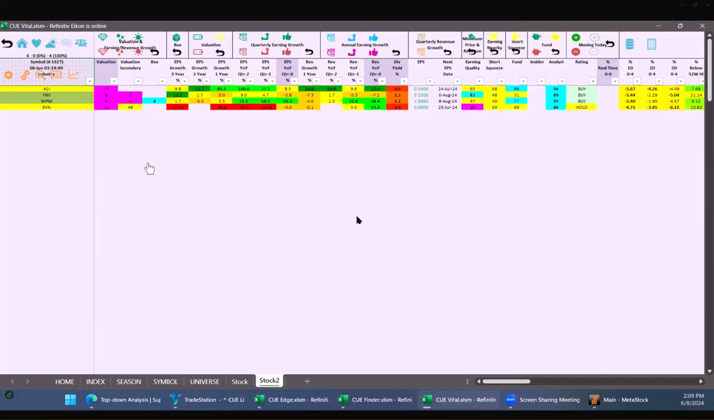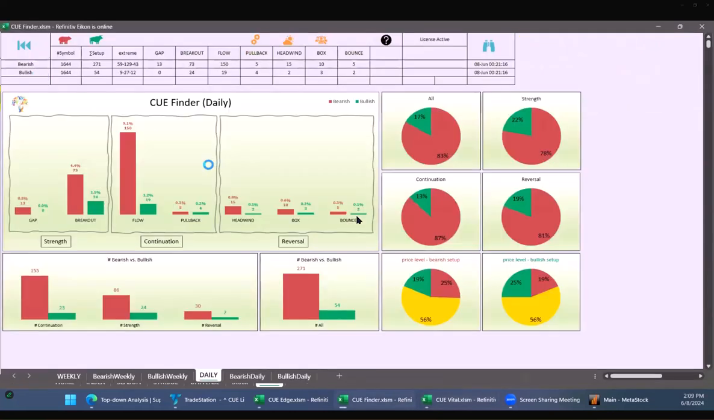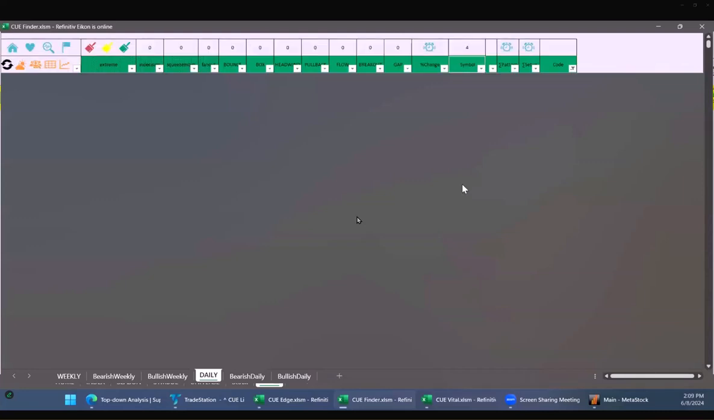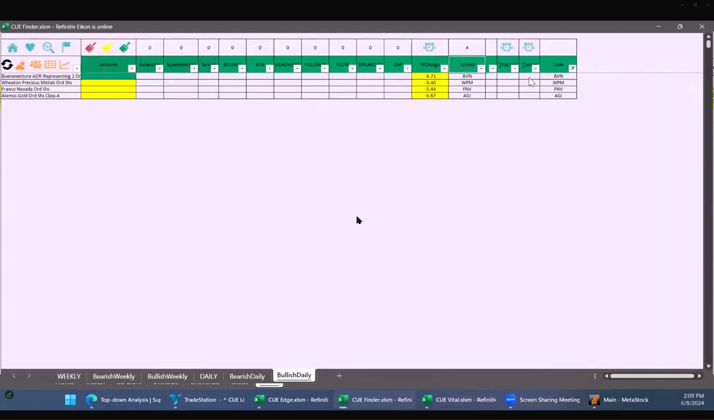Do I need to look at their charts now? No. I could look at their technical setup if it is there on QLE TradeStation, or I could look up their setups from Finder, which is part of MetaStockQ Global. Go to the bearish daily. There are actually three stocks. Out of those four, three actually have possible trade setups.